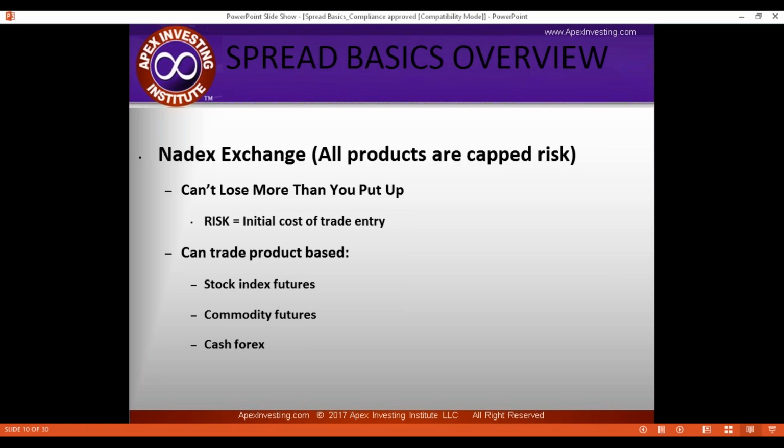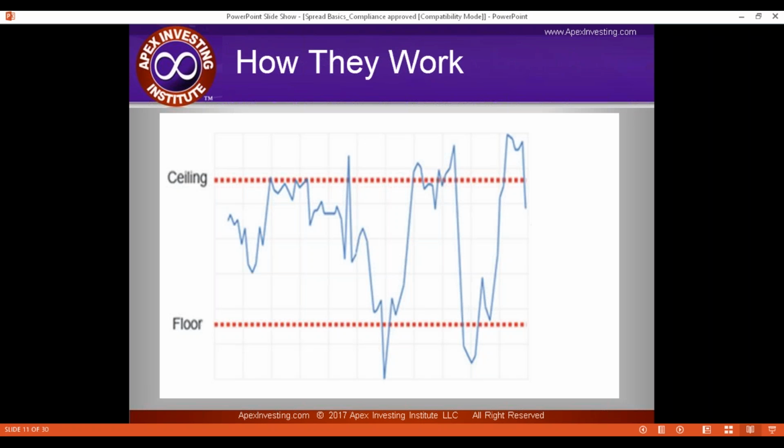Anything on the Nadex spread exchange, binaries or spreads, we're talking about spreads, all products are capped risk. You cannot lose more money than you put up to get into the trade. So your risk is the initial amount of money you put up. It's the cost of the trade entry. You can trade stock index futures, commodity futures, or the cash Forex market.